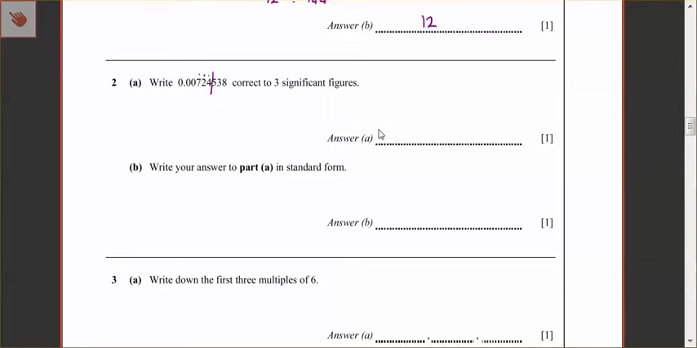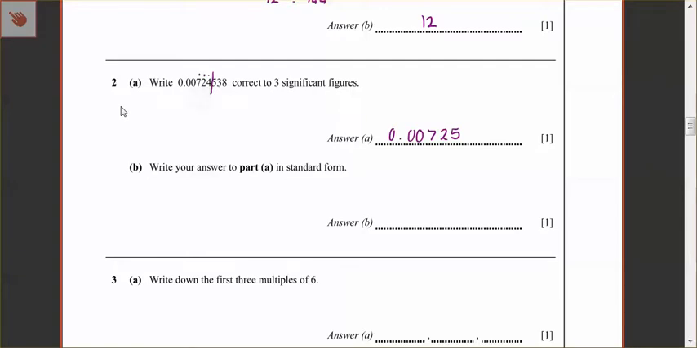Oh, so the zeros don't count? No. Oh, I counted with the zeros. Yeah, exactly, I think a couple of people did. So we've got 0.00, there's no value in that yet. Then we have 7, 2, 5, because the 5 rounds the 4 up. And that's the answer. It's just 3 numbers that make the value of the number.